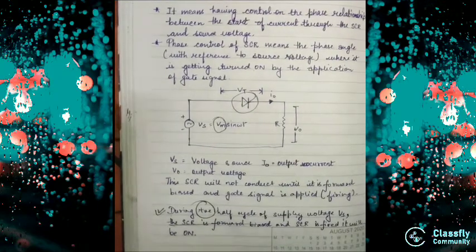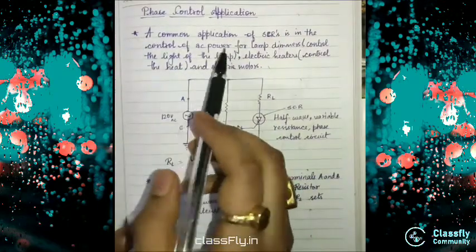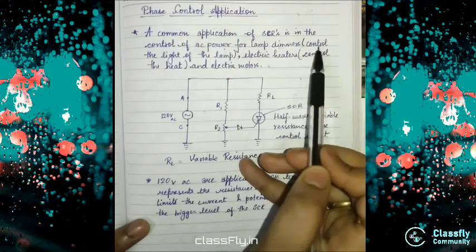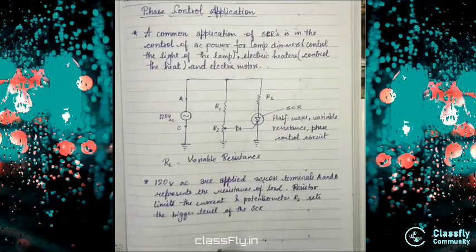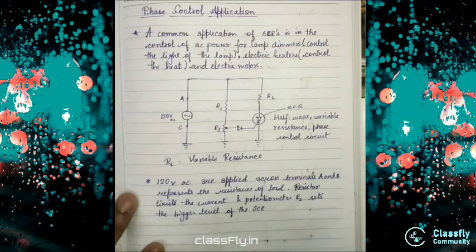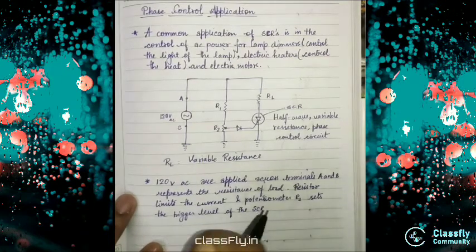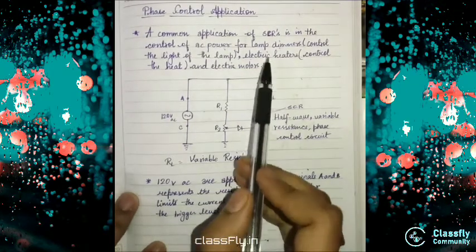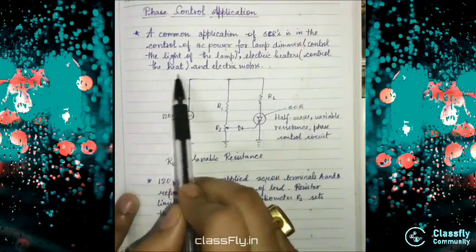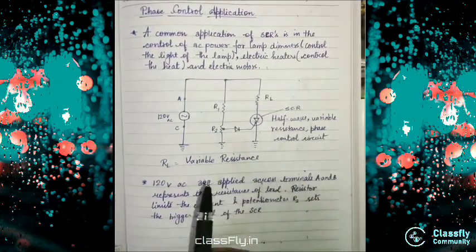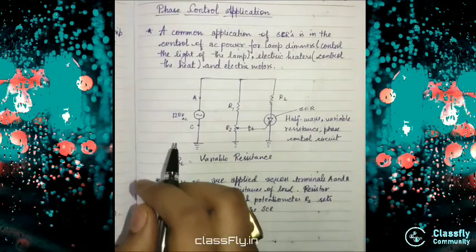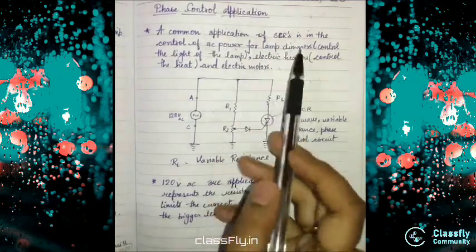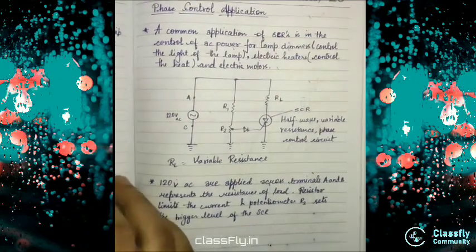So you can also say that a common application of SCR for the control of the AC power is for lamp dimmers. That means it will control the light of the lamp. You may have seen hurricane lamps, right? We can turn the knob to light it as well as dim that lamp. Similarly for electric heaters, to control the heat, and electric motors also. In an electric mixer also, we set some power to rotate it, right? So these types of controls are your phase control application.